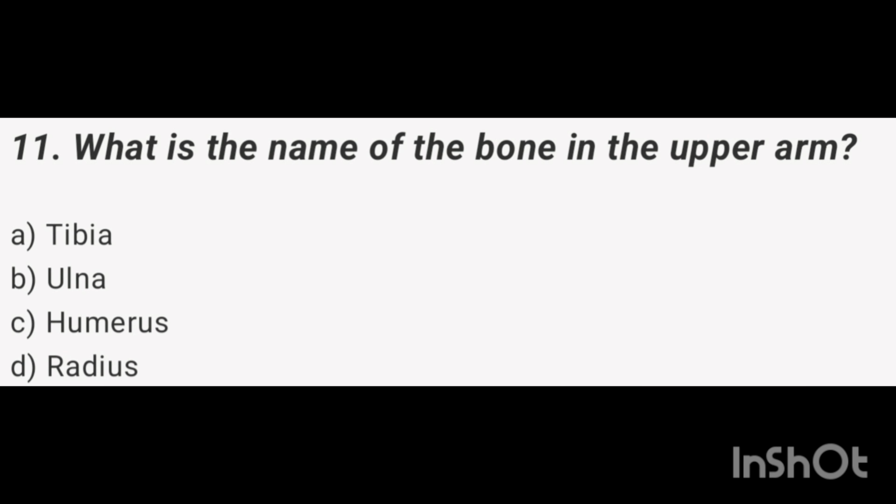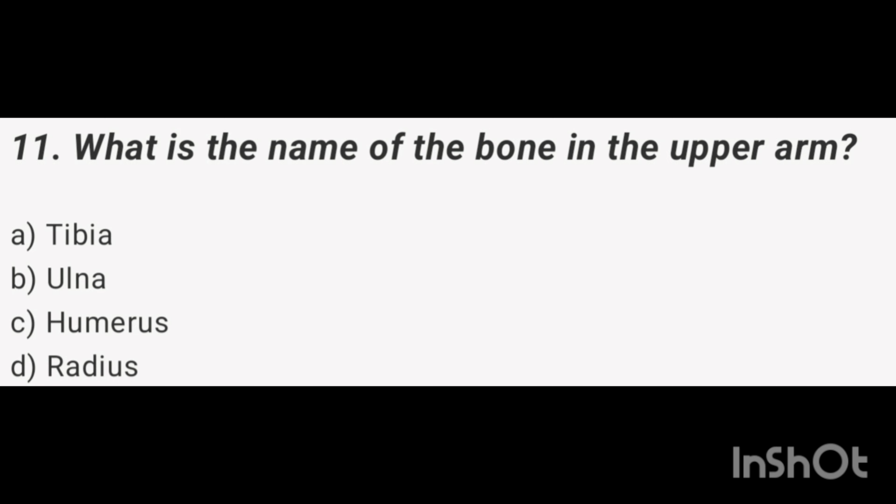The next question is, what is the name of the bone in the upper arm? They are asking for the upper arm bone name. So this is a direct question. The options they have given are tibia, ulna, humerus, radius. So tibia is the lower leg bone name, and ulna is the lower hand bone.